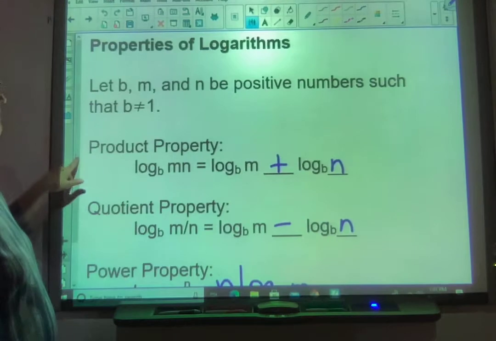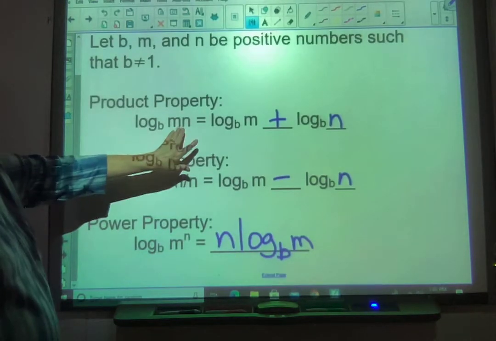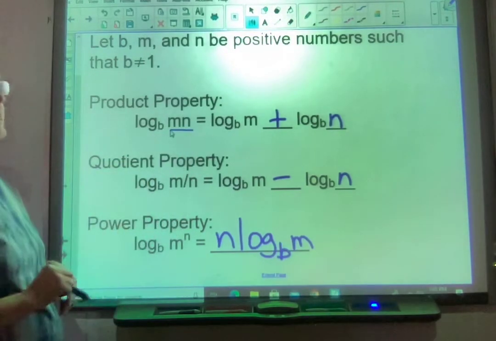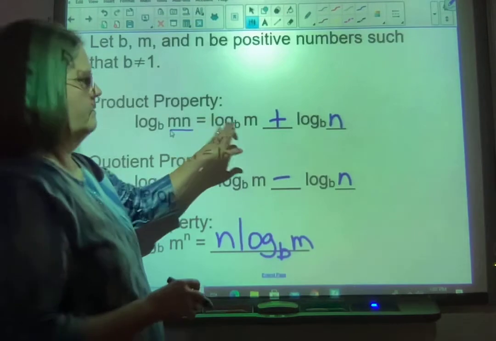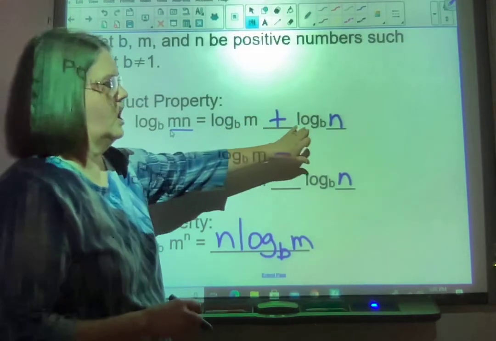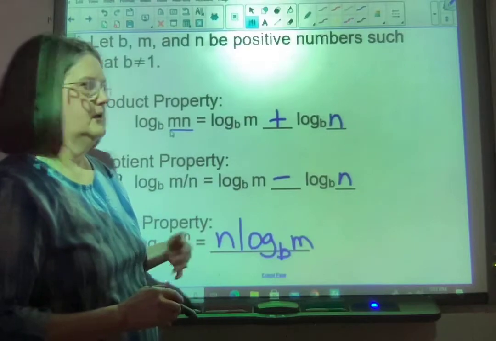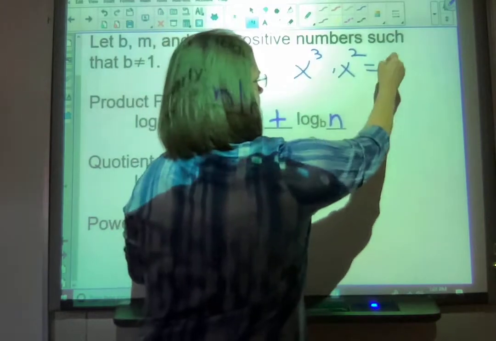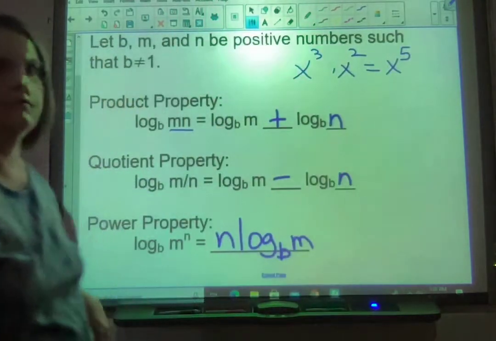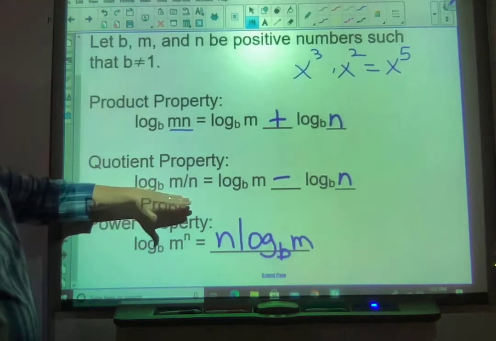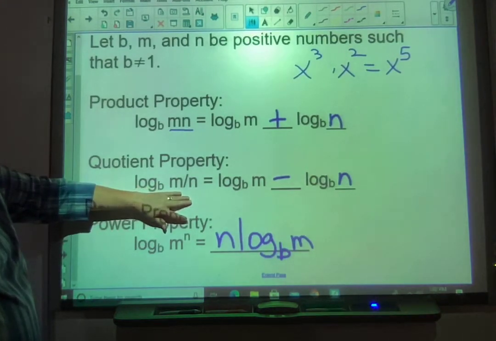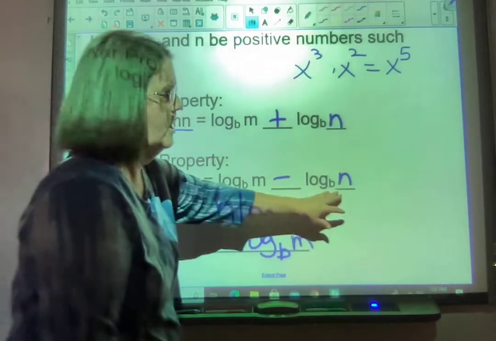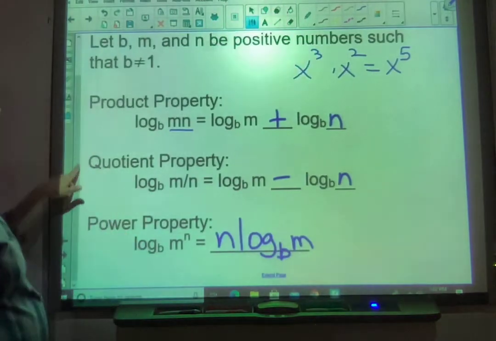When we have a logarithm of base b and we have mn, these two are multiplied, this is called the product property. Then we can expand that to be log base b of m plus log base b of n, kind of like when you're multiplying with exponents, then you add them together. It's the same sort of thing with logarithms. Same thing when we're dividing and we have log base b of m over n, then we subtract: log base b of m minus log base b of n.